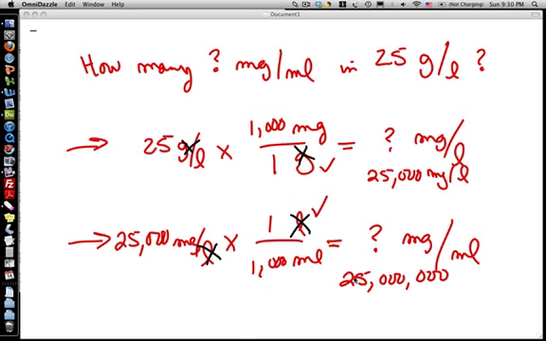Just checking and thinking about that answer. It's wrong because it should be a division. So instead of 25 million, it should be 25 milligrams per mil as our final answer. So let me just rewrite that. 25 milligrams per mil. Okay? So there can be conversions like that.